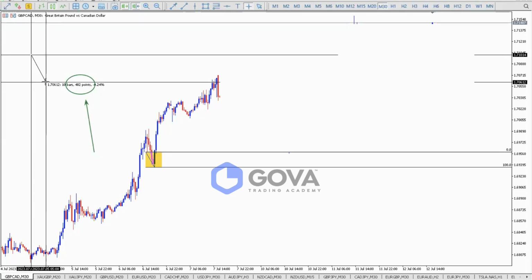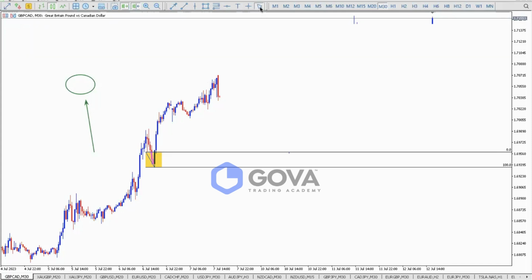In pips, this is going to be throwing the last number out. The last number here is 2, which means that in pips, this is going to be 40 pips. This is going to be 40 pips, okay?